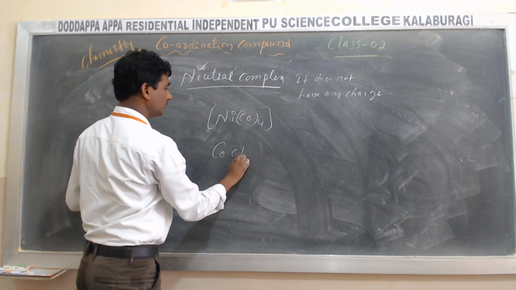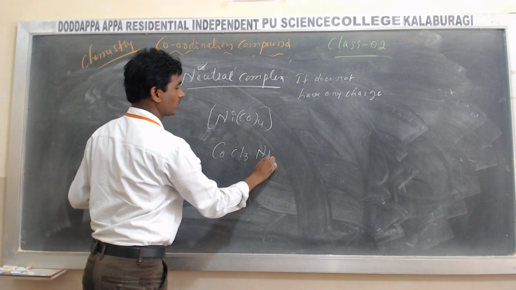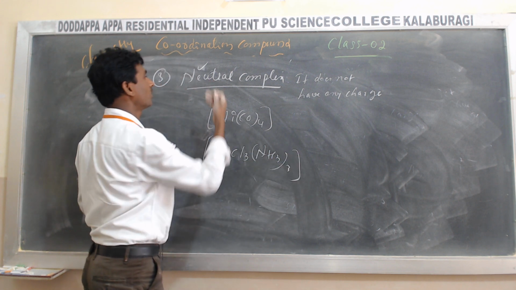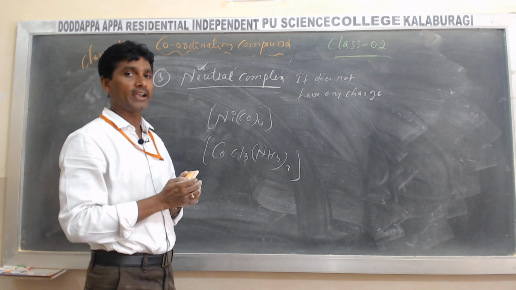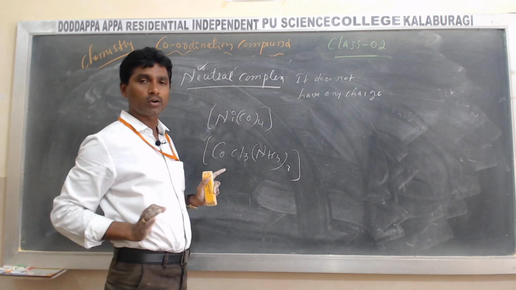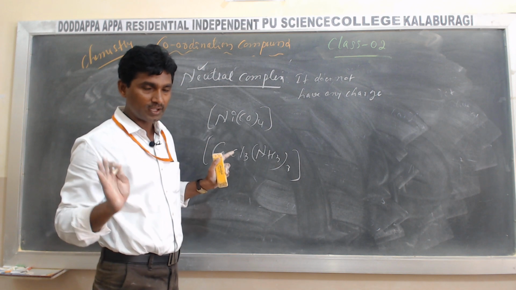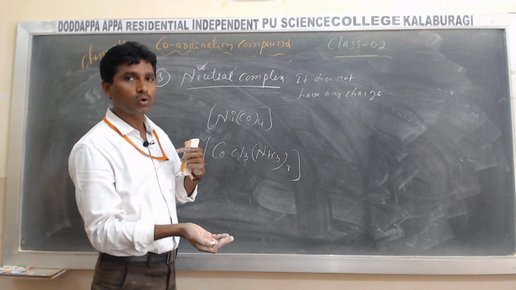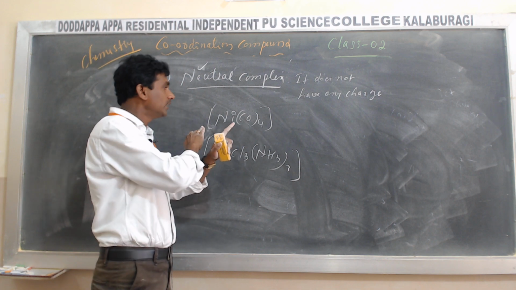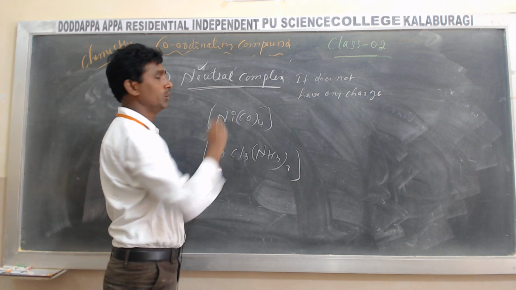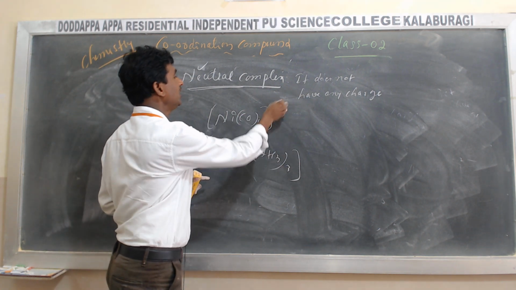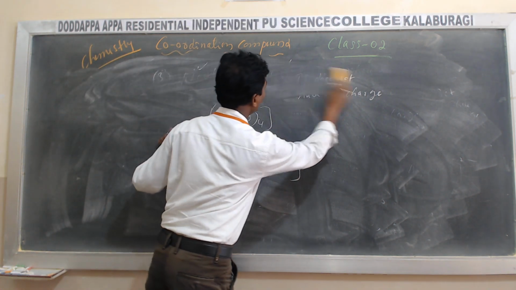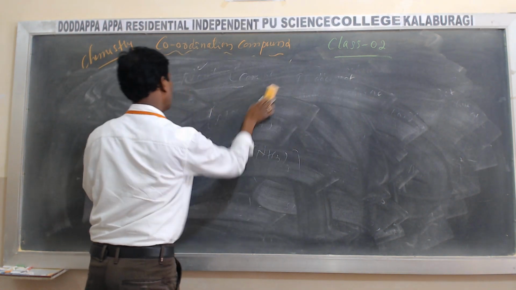So Co, this is what? Cl3, and next NH3 thrice. This is called a neutral complex. So how can you identify a neutral complex? There is no counter ion. Whether positive counter ion or negative counter ion, there is no counter ion. It is a neutral complex, or it doesn't have any charge. So the cationic complex is over and the anionic complex is over.